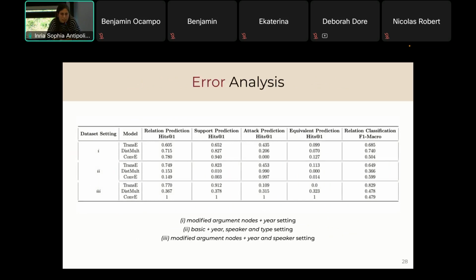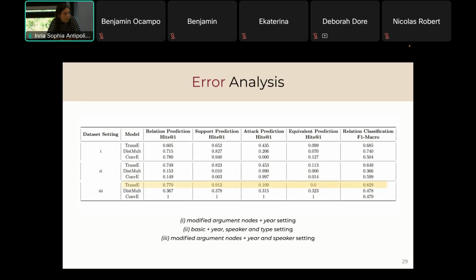Finally, the error analysis. This was the most important analysis we made because we were able to understand many things. For example, the TransE model in the third setting behaves well in the relation prediction task, but if we look at the prediction of each label, we can see that it's completely biased toward the support relation and doesn't pay any attention to the equivalent relation. Other models, such as Conv, were not able to train properly in some settings and were sometimes completely ignoring both support and equivalent relations.